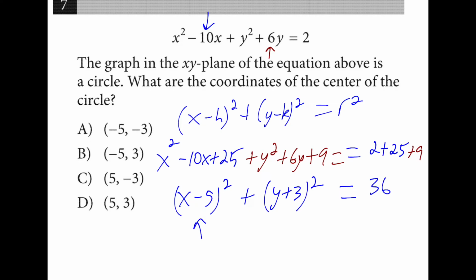What goes in here to make it 0? The answer is 5. What goes in here to make it 0? The answer is -3. C is the answer.